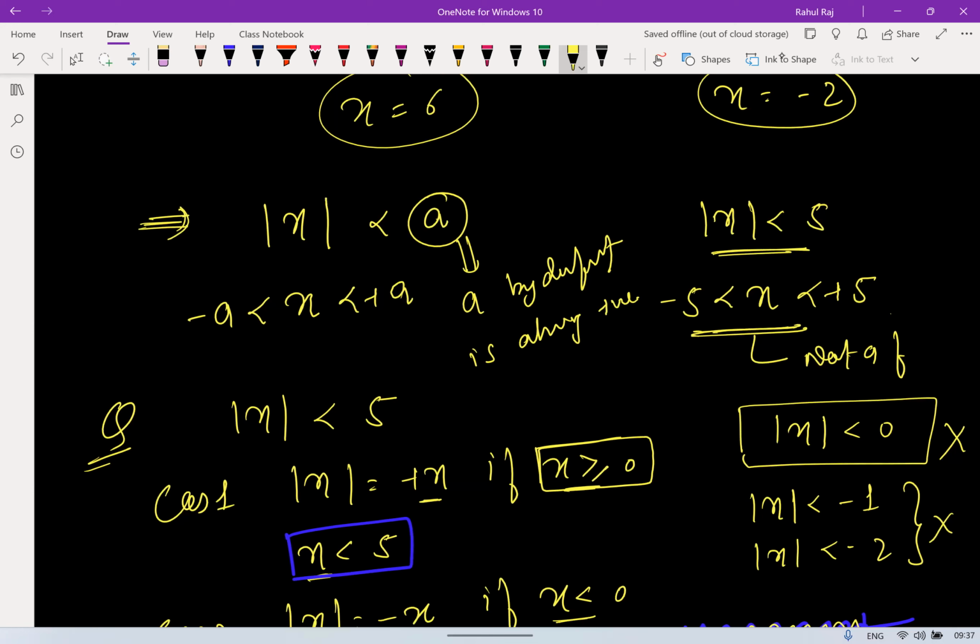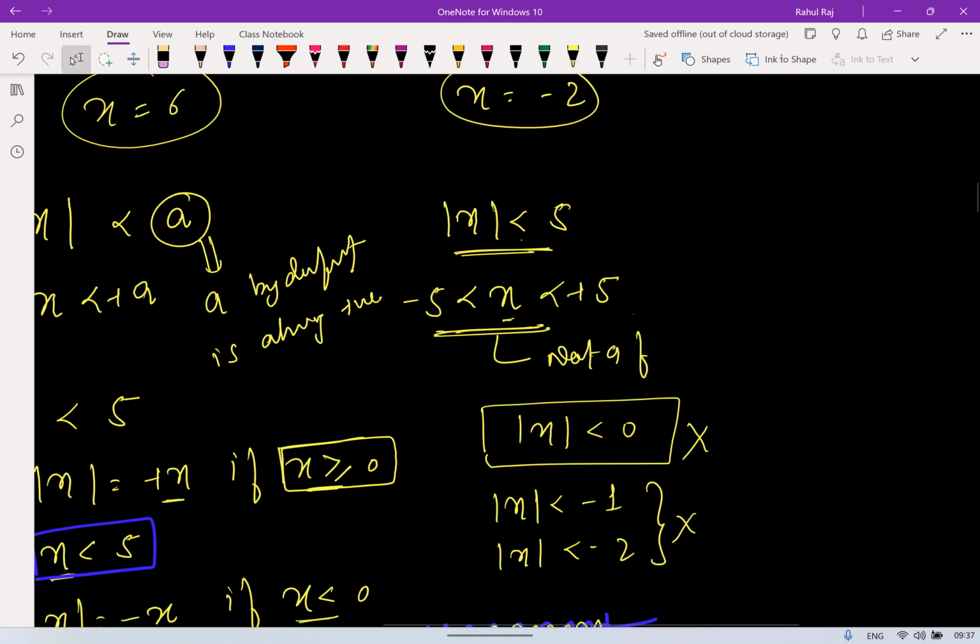Mod x can be less than 5 for sure, and this means that x lies between -5 and 5. But mod x cannot be less than -1. Practically, mod x can be less than 1. Does this then mean that mod should lie between 0 and 5? We are not talking about where mod lies. We are talking about where x lies. Please understand, there's a difference between x and mod x.